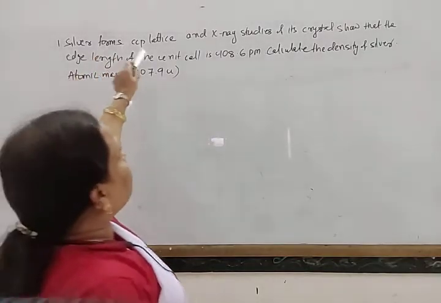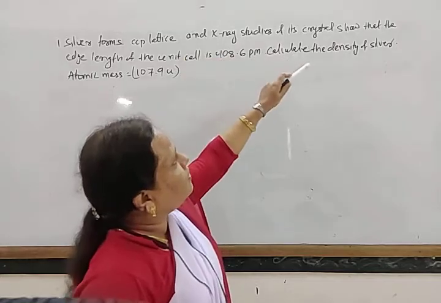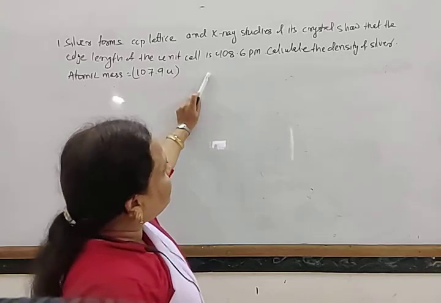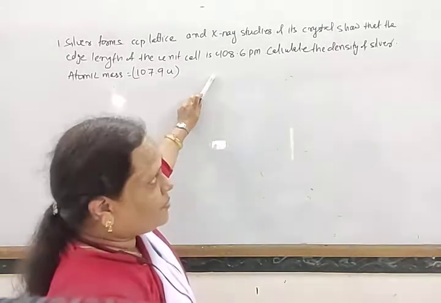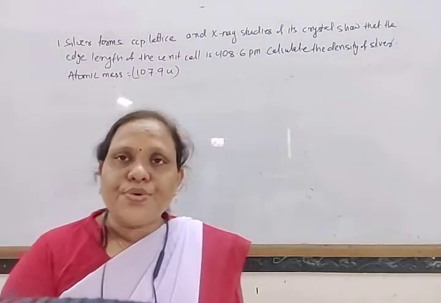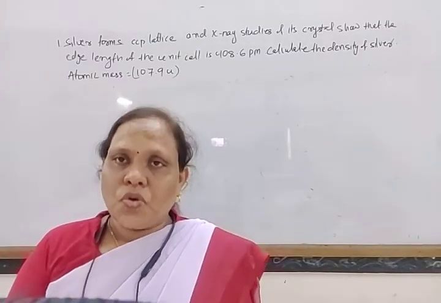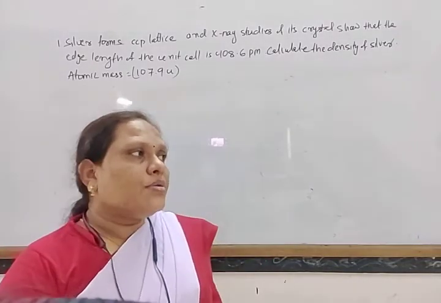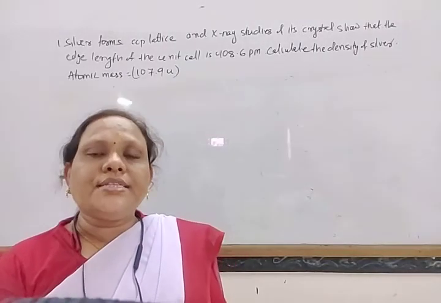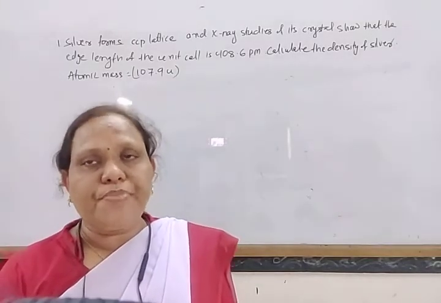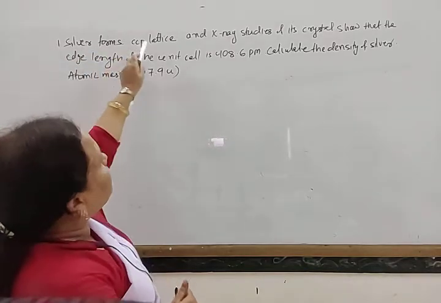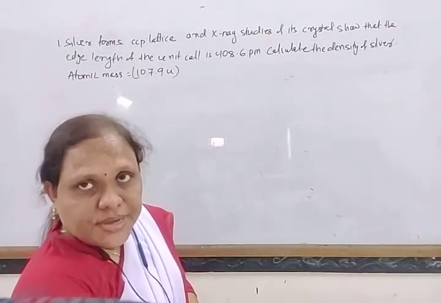Silver forms a CCP lattice, and X-ray studies of its crystal show that the edge length of the unit cell is 408.6 picometer. Calculate the density of silver. CCP means cubic close packing. Among all the close packings, the closest packing is generally in the case of face-centered cubic. As it is given that silver forms cubic close packing, very closely packed is face-centered cubic.